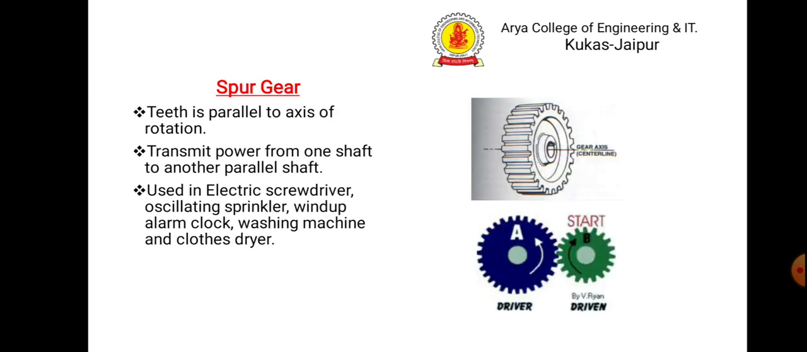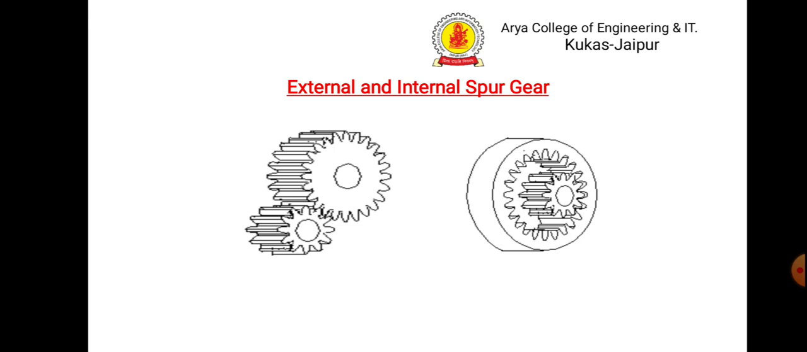What do you mean by spur gear? So spur gears are gears whose teeth are parallel to the axis of rotation, as you can see from the figure. It transmits power from one shaft to another shaft, and it is generally used in electrical screwdriver, oscillating sprinkler, wind up alarm clock, and washing machine and clothes dryer. There are two arrangements. One is external, and the other one is internal.